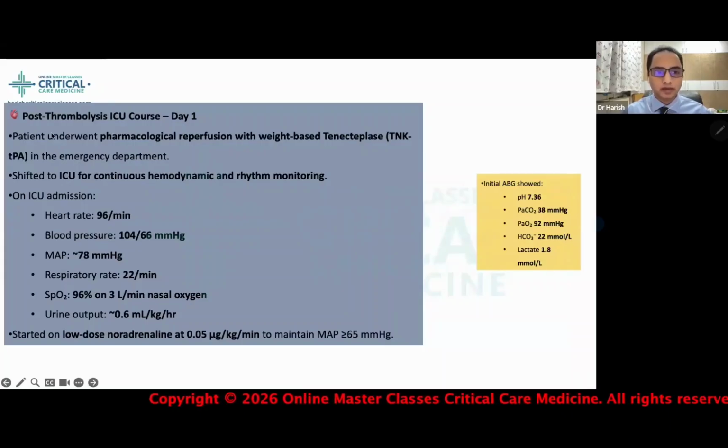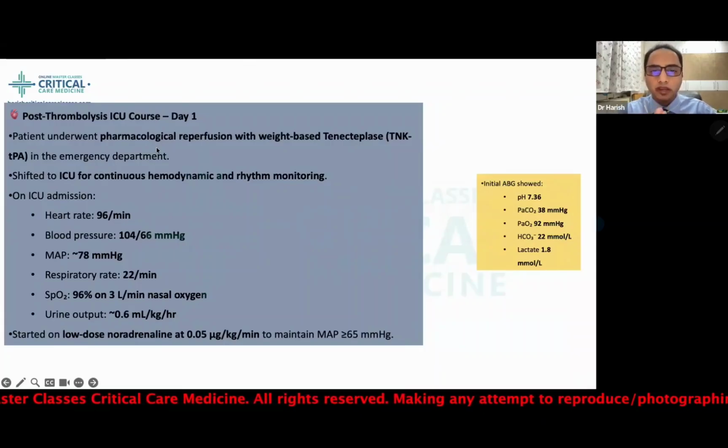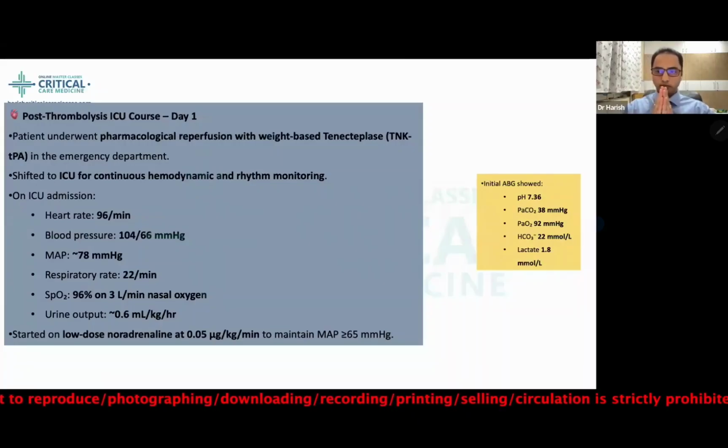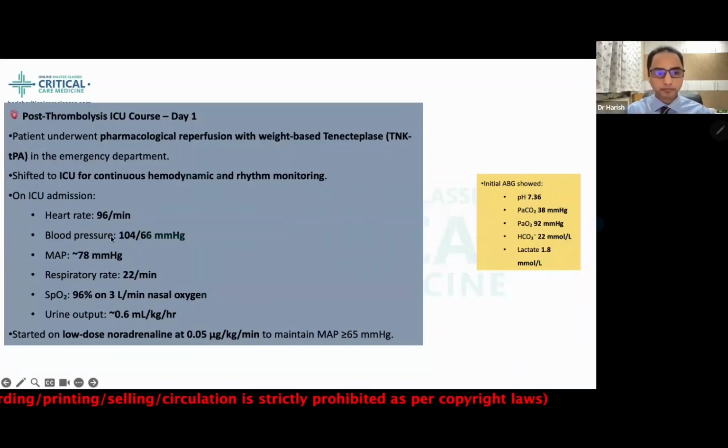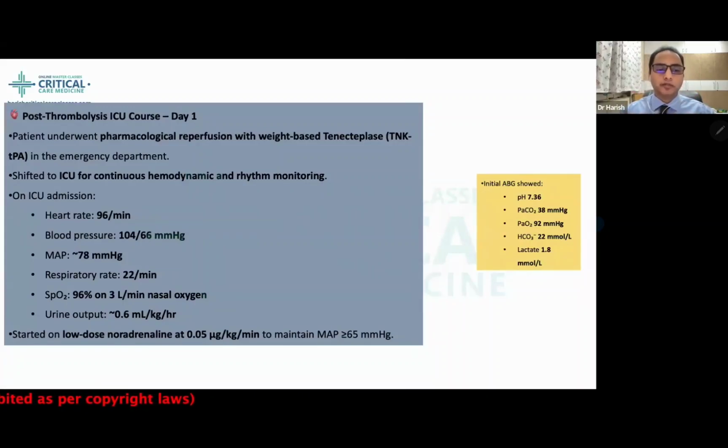So thrombolysis is done. Day 1, the patient is in ICU. The patient underwent pharmacological reperfusion with weight-based tenecteplase in the emergency department itself, then was shifted to ICU for continuous hemodynamic and rhythm monitoring. On day 1 of ICU, his heart rate is around 96 per minute, BP around 104 by 66, MAP around 78, respiratory rate 22 per minute, saturating around 96% on 3 liters. Urine output is 0.6 ml per kg per hour. He has been started on low-dose norepinephrine to maintain a MAP of more than or equal to 65.